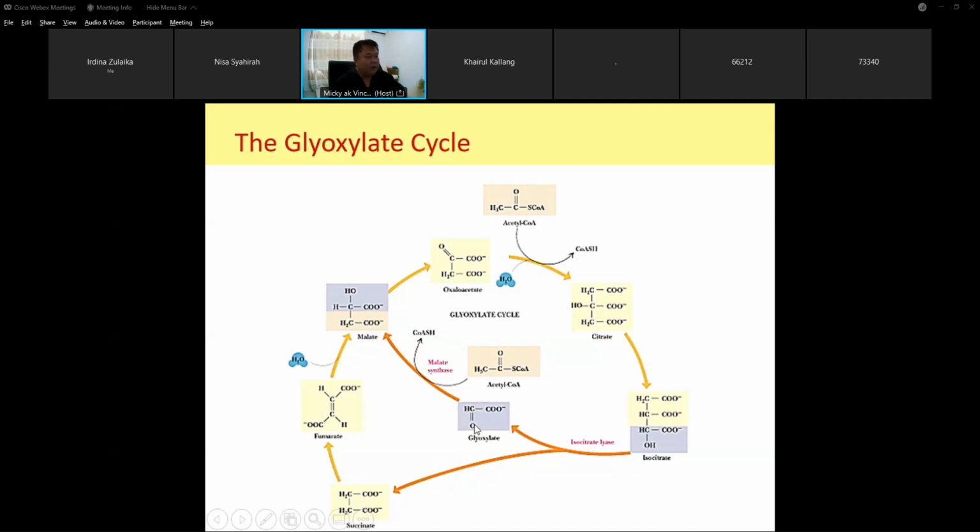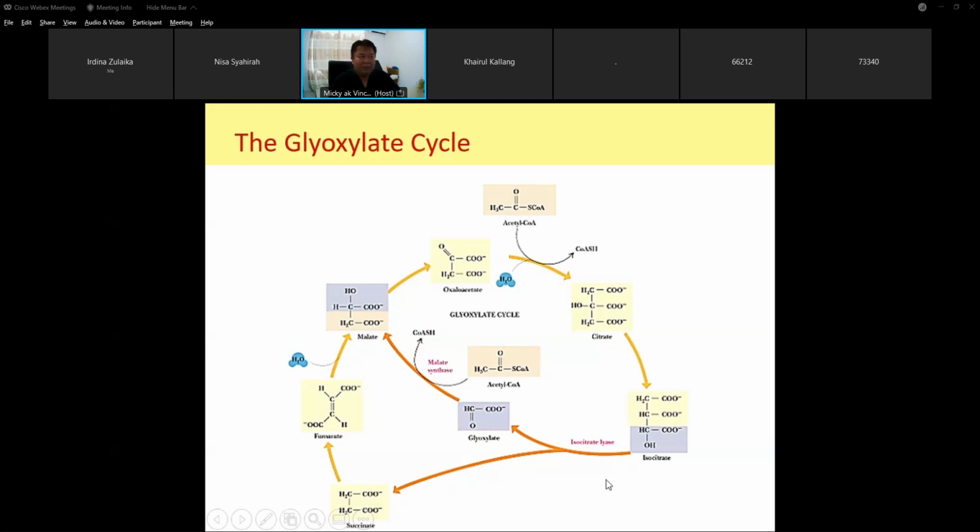Okay, so this glyoxylate will combine back with extra acetyl CoA. Some of the acetyl CoA enters through this one, and some of the acetyl CoA will enter through here. Acetyl CoA is 2 carbon, glyoxylate is 2 carbon, so 2 plus 2, you get 4. So it will enter malate. Malate is 4: 1, 2, 3, 4. So at this point, no carbon dioxide is produced.